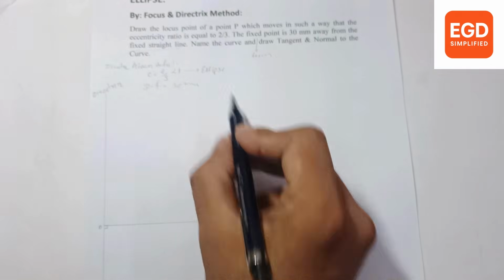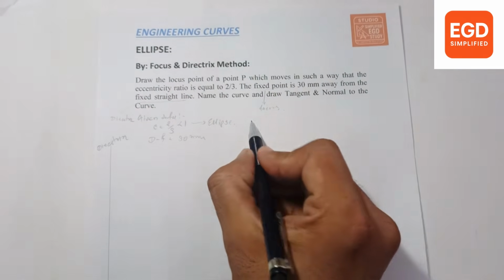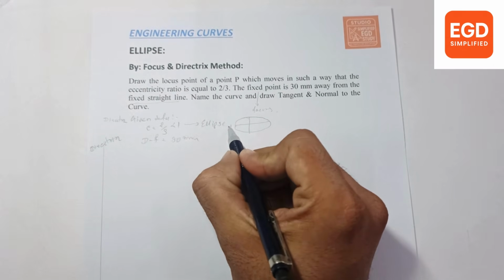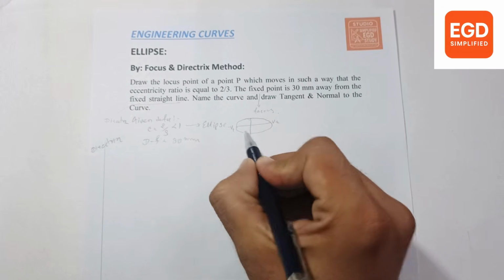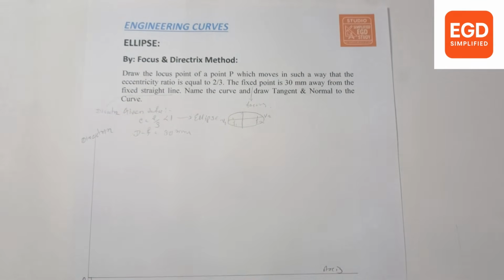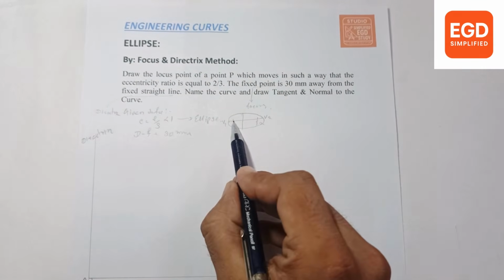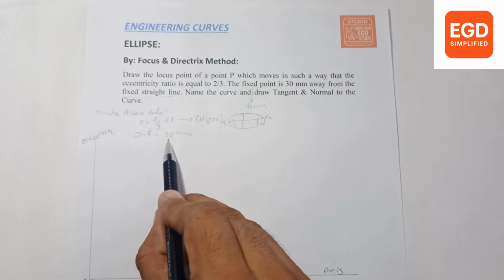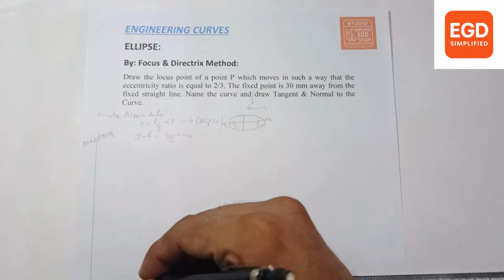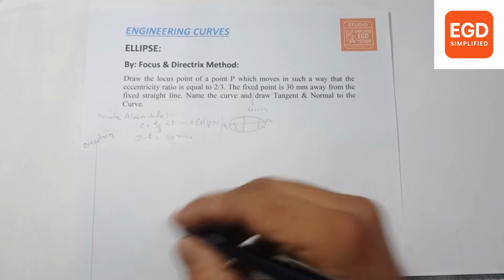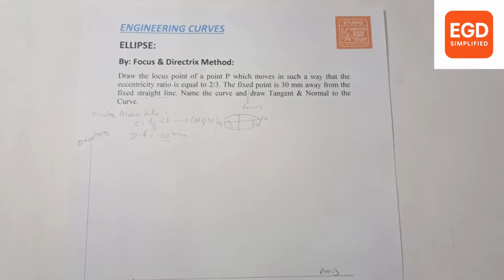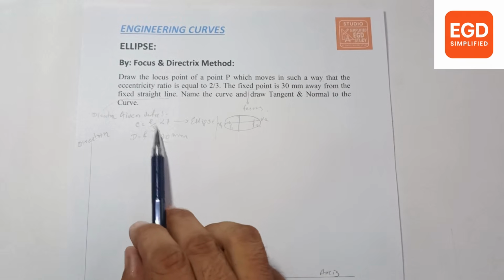Here the ellipse is going to be generated. The ellipse will be like this. This is the major axis, minor axis. These points are our vertex 1 and vertex 2. Here it will be focus 1 and focus 2. This distance from the directrix to the focus is given as 30 mm. So first of all we plot the 30 mm distance and the focus point F1. Now the eccentricity is 2 by 3.